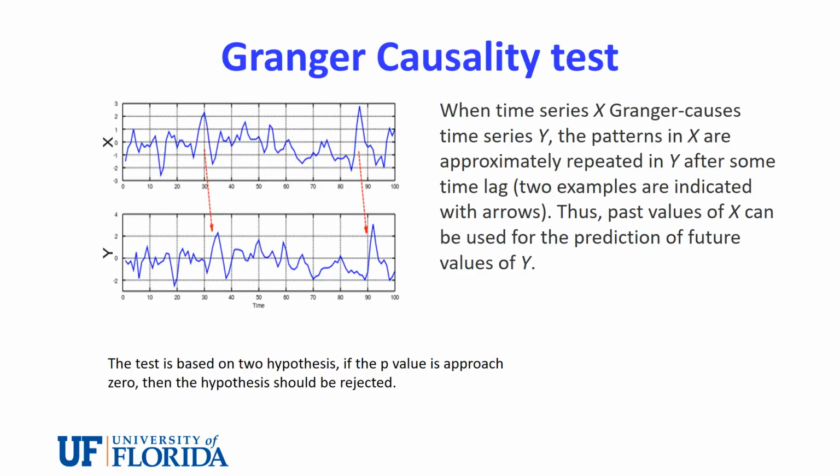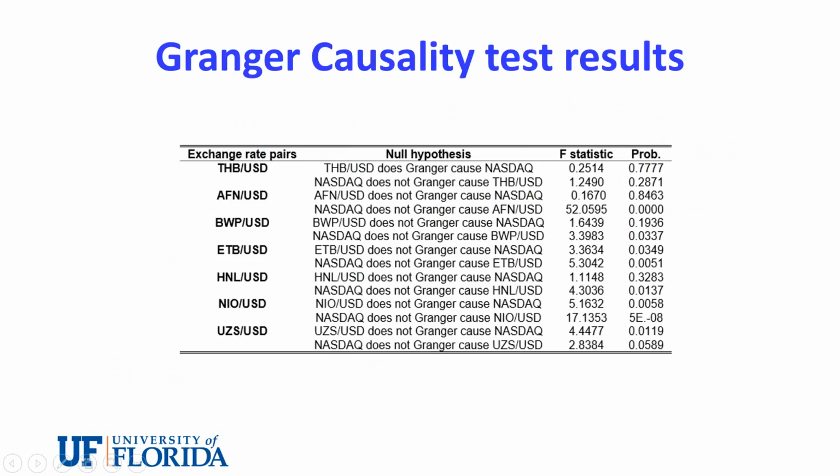The Granger causality test can be used to predict the future trends of one variable if there is a Granger causality relationship between them. When X Granger causes Y, the pattern in X will repeat in Y later. The Granger causality test is based on two hypotheses, A Granger causes B and B Granger causes A, and it will give you a p-value. If the p-value is very small, approaching zero, I can reject the null hypothesis. That means A really does Granger cause B.